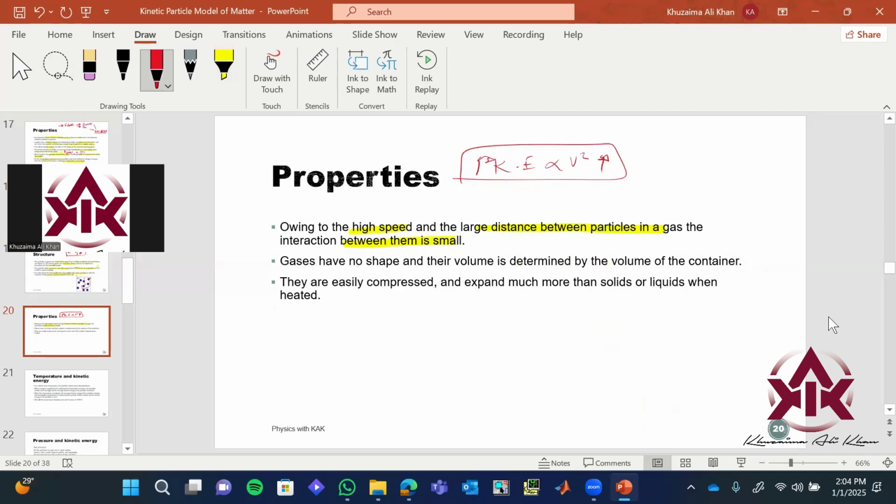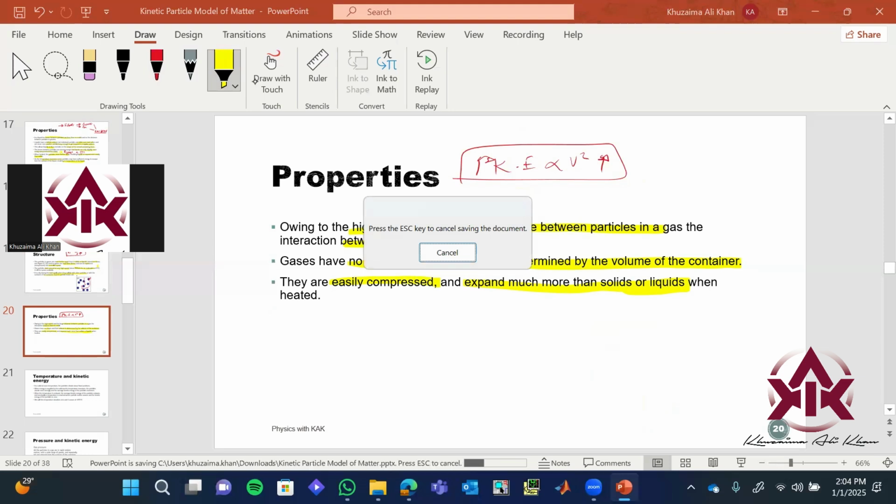Because of this, the particles are pretty far apart, so gases have no fixed shape and no fixed volume. The volume is determined by the volume of the container and can change depending upon it. Gases are easily compressible and can expand much more than solids and liquids because they have very weak forces of attraction between each other. We can expand a gas by providing very little energy compared to solids or liquids, because the force of attraction is very weak in gases.